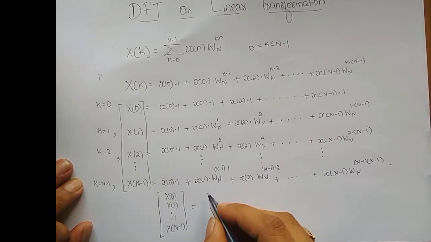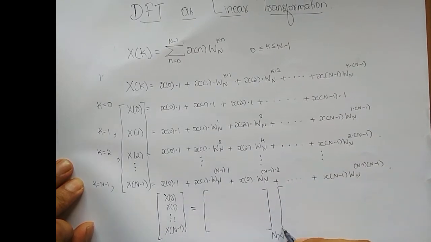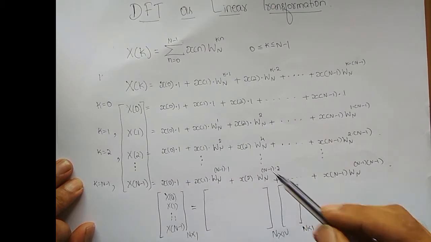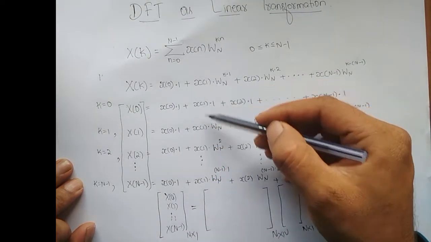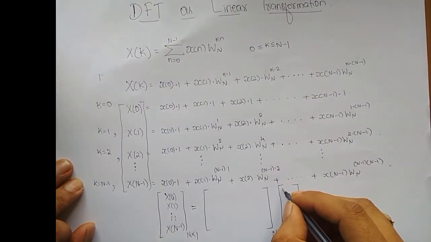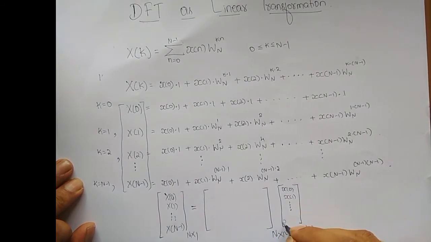So this is equal to a matrix of size N cross N, and one more vector of size N rows, 1 column. Here also the size is N rows and 1 column. So what is this vector here? This is x of 0, x of 1 everywhere in this column, x of 2 everywhere in this column, up to x of N minus 1. So this vector is x of 0, x of 1, x of 2, x of 3, dot dot dot, up to x of N minus 1.